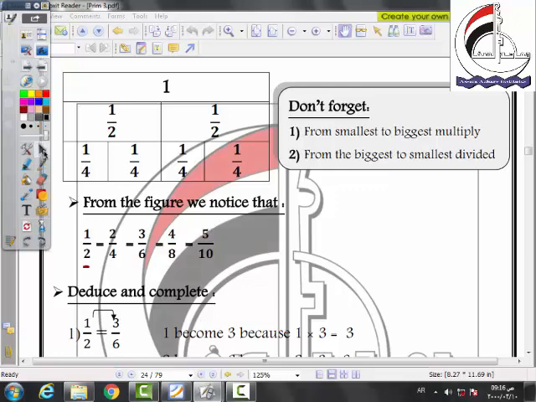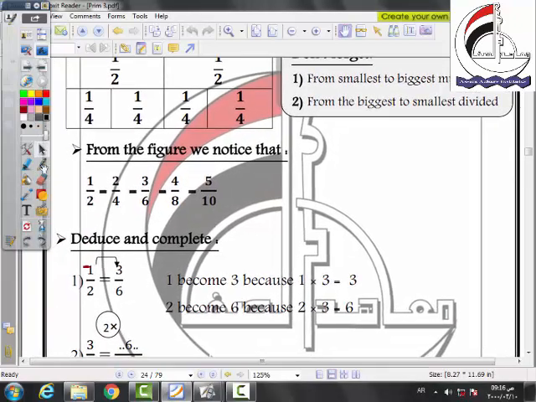How to get this equivalent fraction? We have the first fraction. In the first fraction, the numerator of half is 1 and the denominator is 2. The 1 became 3. How? We multiply by 3. We must multiply 3 up and down. 1 by 3 is 3. 2 by 3 is 6. Okay?